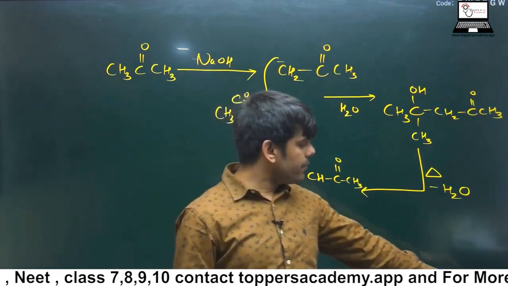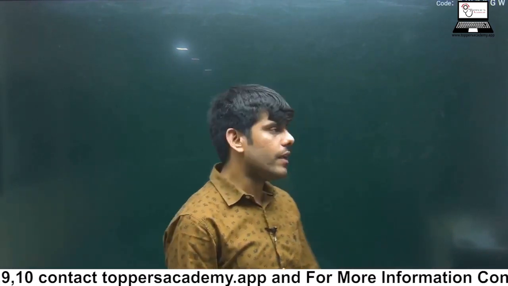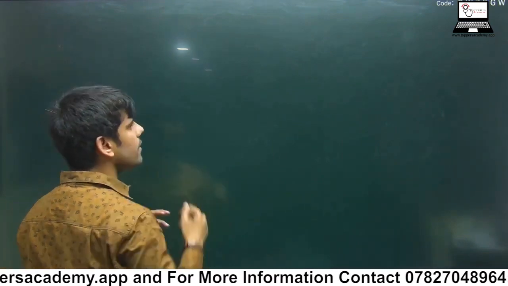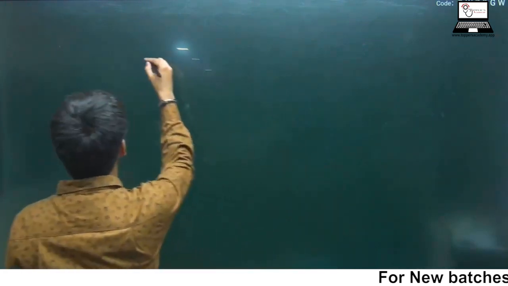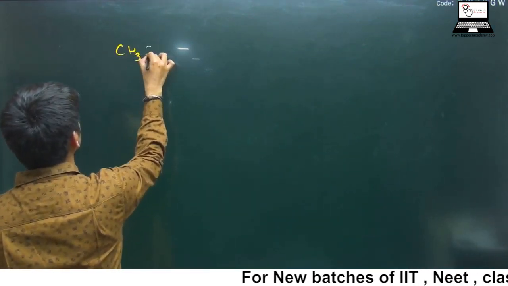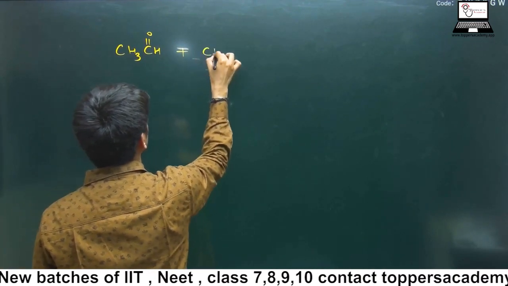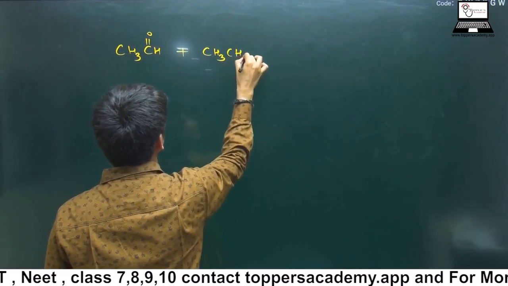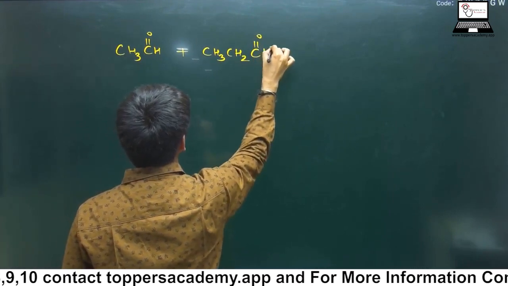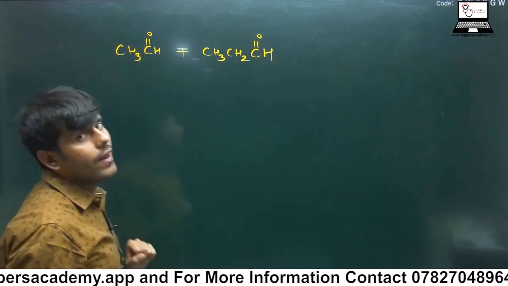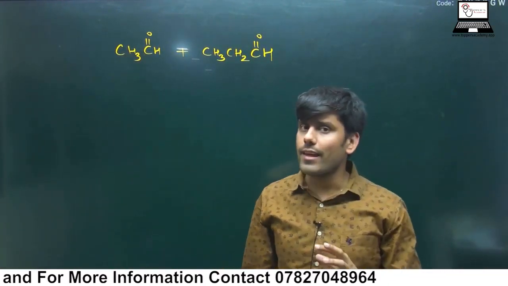Now if you see carefully, for example, if I take two different aldehydes and both contain alpha H, for example, if I take ethanol and propanol, what happens in that case? So if I have ethanol and propanol, both are having alpha H.